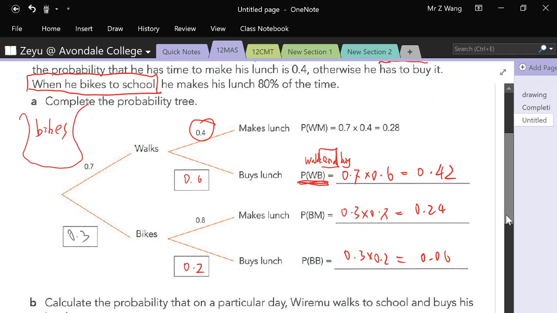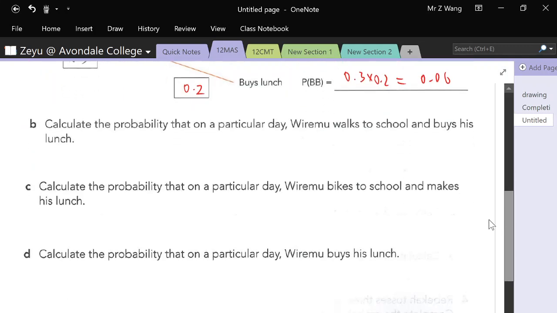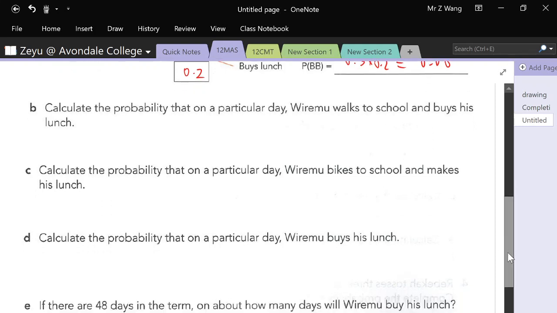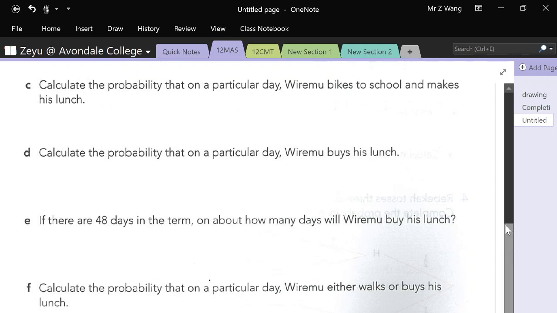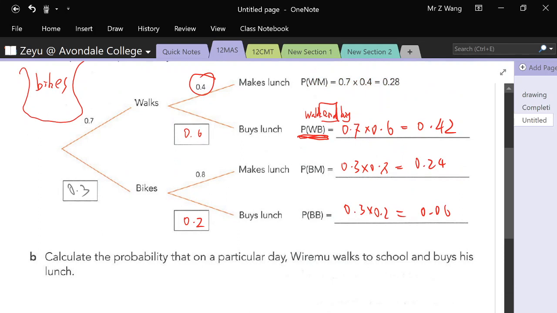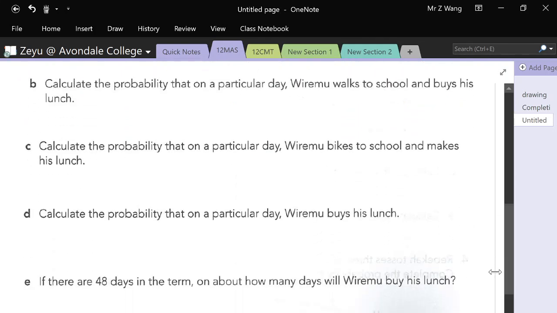You just have to realize the last column here and here are both unconditional. This one is unconditional as a result of it being the first event. Right? Okay. Now, calculate the probability that on a particular day William will buy... wait, we've done this one, right? Okay. If there are 40 days in a term, about how many days will William buy his lunch? Buy his lunch. Just 0.42 plus 0.06. Okay, so 0.42 plus 0.06 is 0.48.